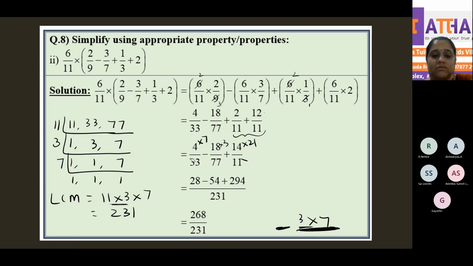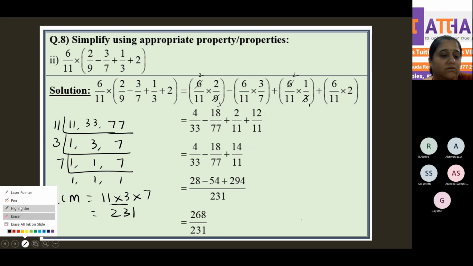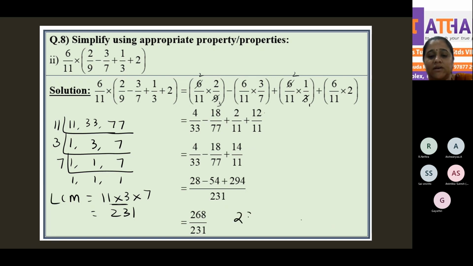I'll repeat this. The LCM 231 is made up of 11, 3 and 7. The denominator here is 33. 11 into 3 is 33. So it should be multiplied by 7. The denominator here is 77, which is 11, 7 is 77. So the missing factor is 3. So multiply by 3. The denominator here is 11, 11. So the missing factors are 3 and 7. So 3, 7 is 21. Multiply by 21.